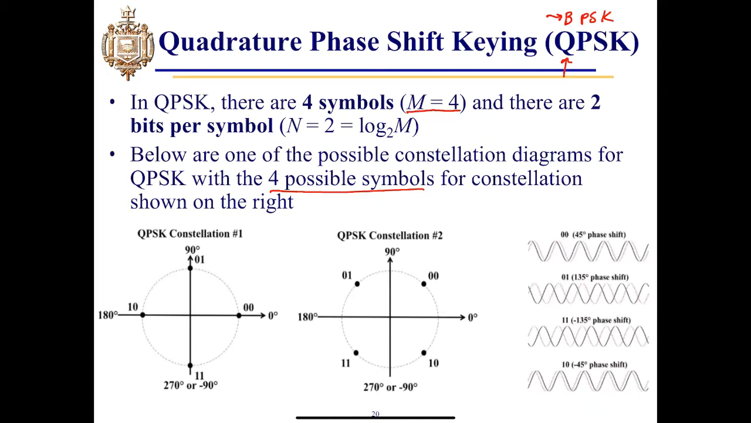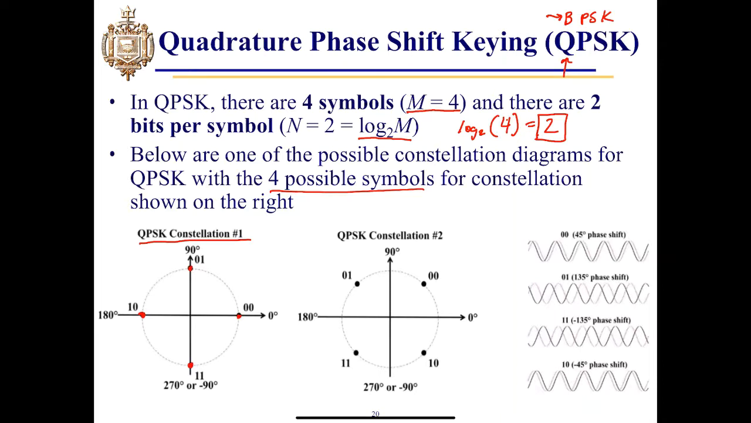If you remember this equation, log base 2 of M. So log base 2 of the number of symbols that we have, which is 4, since we're shifting between 4 different phases. Log base 2 of 4 equals 2. That means we can represent 2 bits per symbol, so 2 bits per phase shift. If you come down here to this first constellation diagram, notice I have 4 dots on here now. Quadrature phase shift keying.